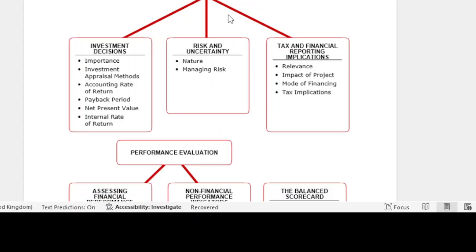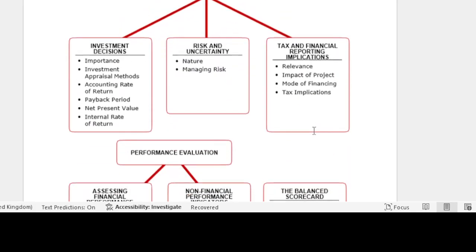Okay, so under decision making we'll look at investment decisions. Under investment decisions, we're going to look at the importance, investment appraisal methods that we can use, how we can compute the accounting rate of return for the different projects and their payback periods, their net present values, and the IRR. Then we shall also look at risk and uncertainty. Here we shall look at the nature and managing of risks. Then tax and financial reporting implications, how relevant they are, what is the impact if we do it and if we omit it, what mode of financing can we use, and the tax implications that are involved.